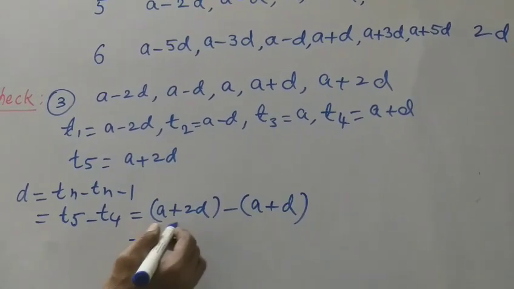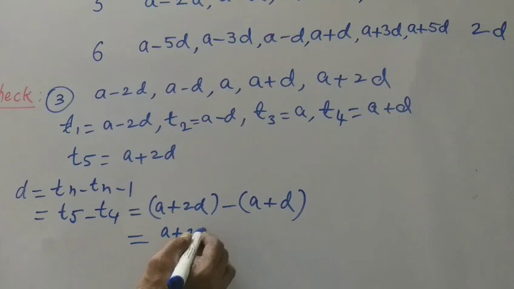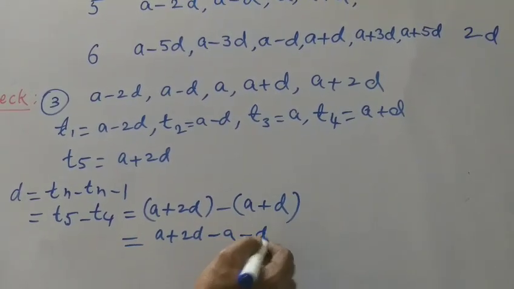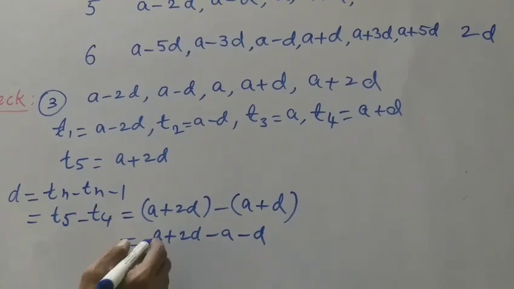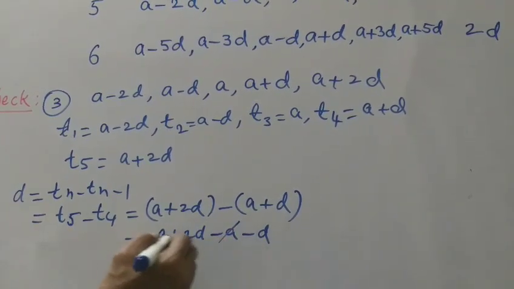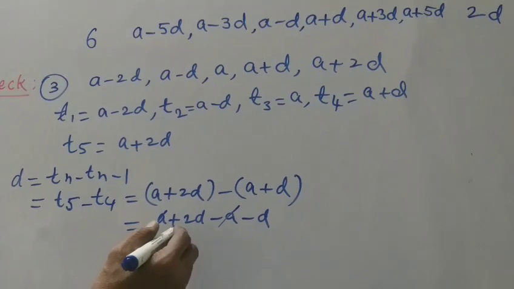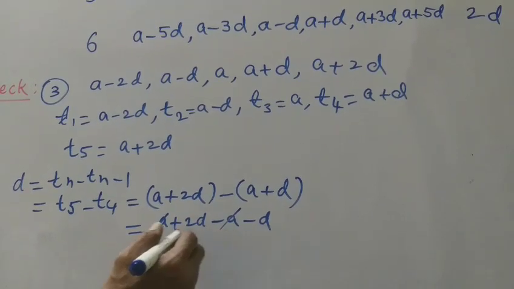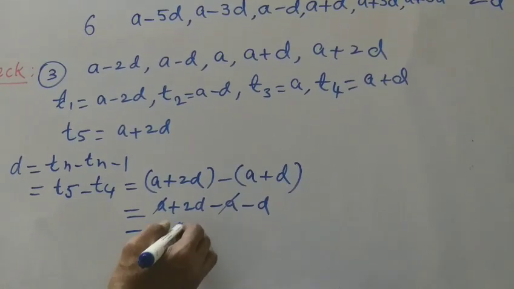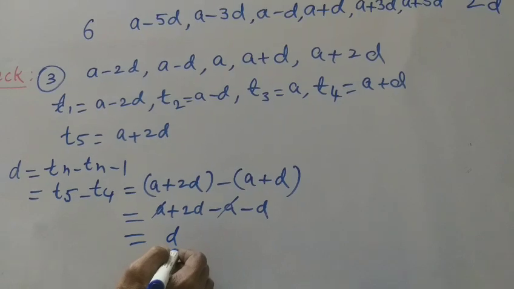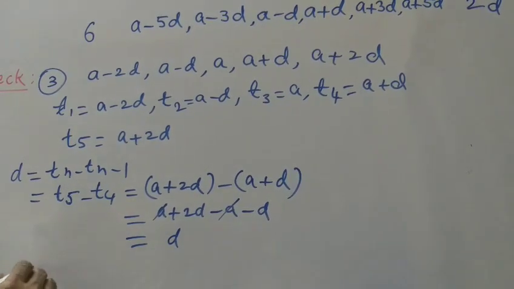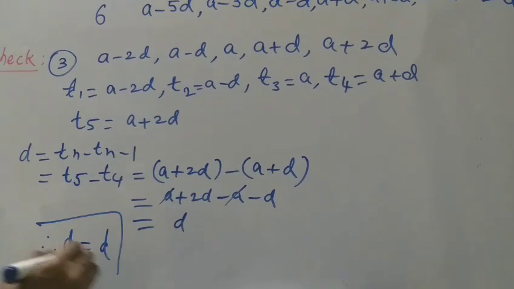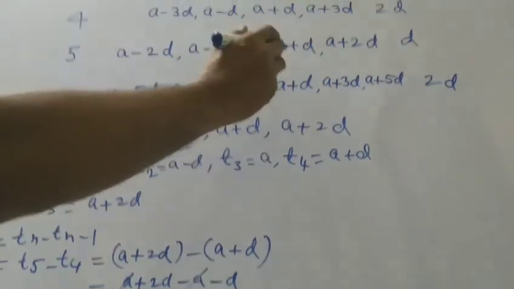On expanding these two brackets, a plus 2d minus a minus d. The like terms plus a and minus a are both cancelled. So plus 2d minus d are left over here. We subtract d from 2d, it becomes d. Plus 2d minus d is equal to d. So the common difference for 5 terms is d, and the d is confirmed here for 5 terms.